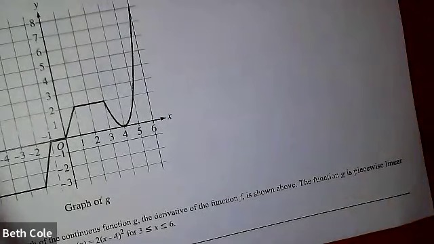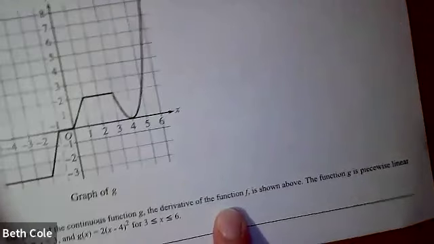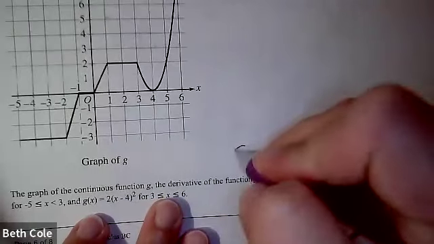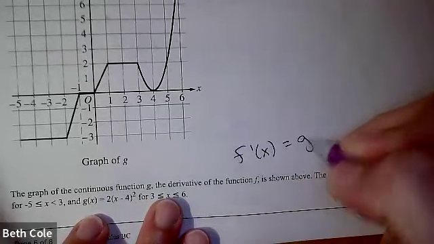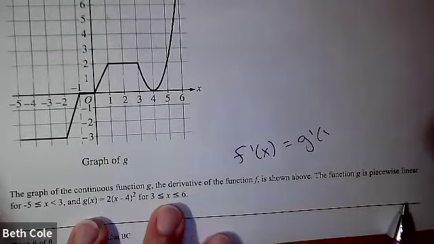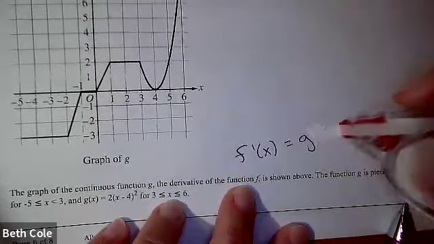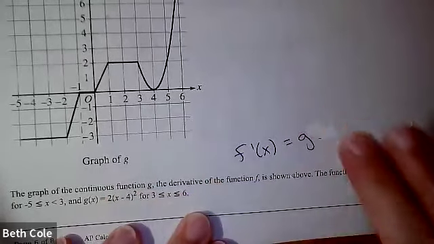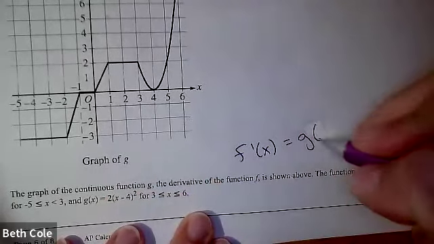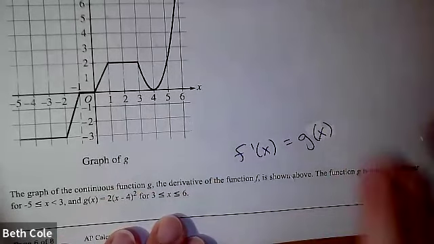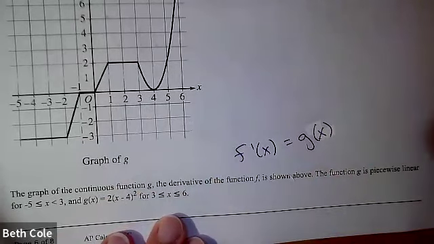Now we're getting into the free response. This one, we're given the graph of g, the derivative of the function f. So f prime is g. Oh, whoops, white out. F prime is g. And we'll talk about this a lot more when we gear up for the AP exam.